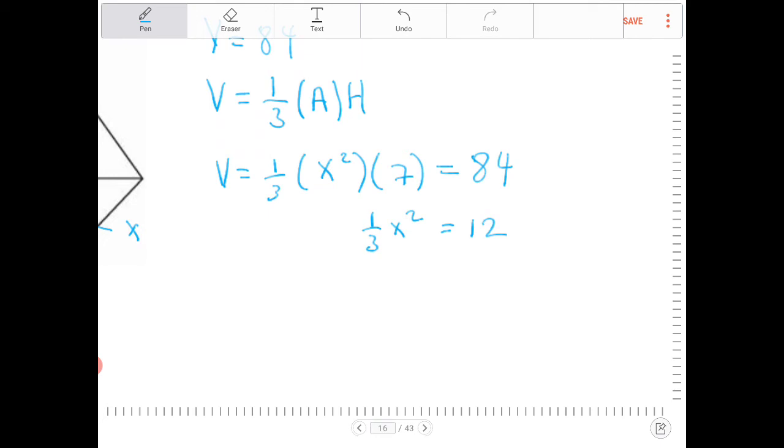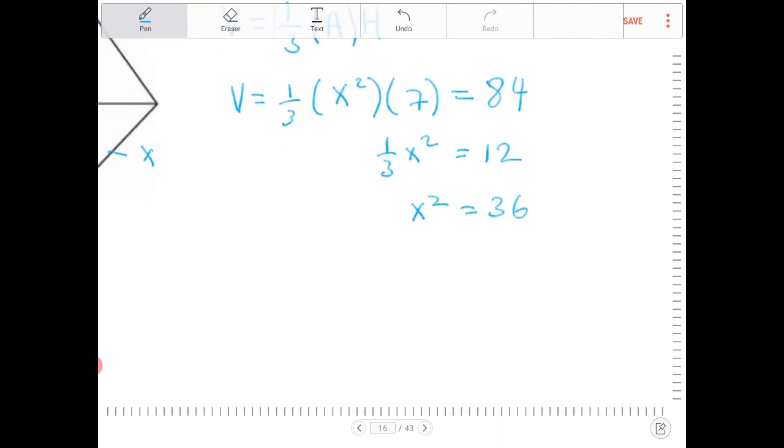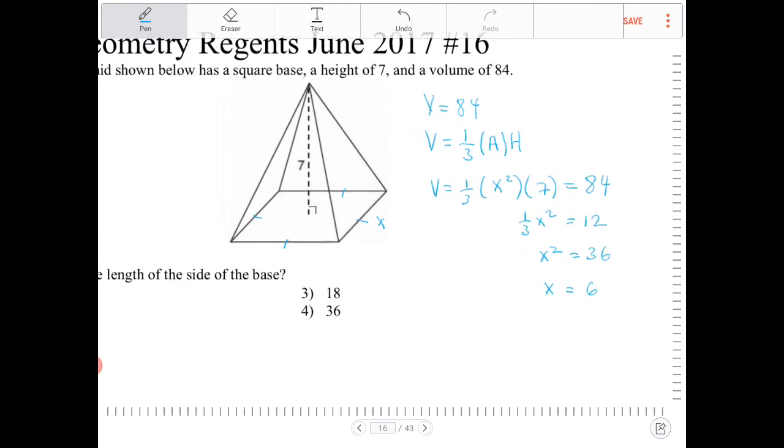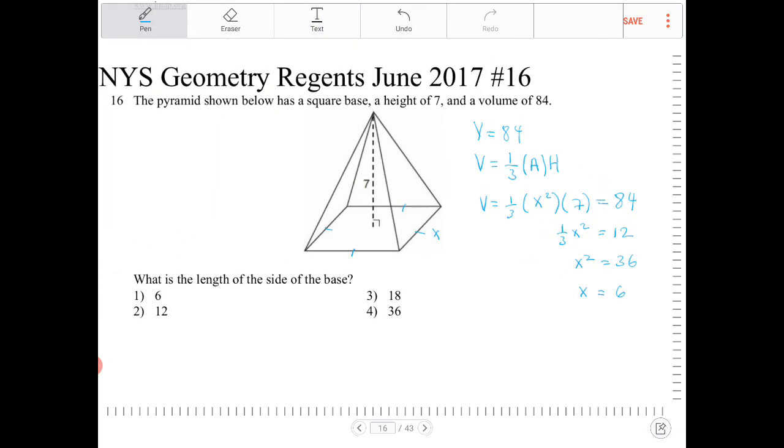And if I multiply both sides by 3, I end up with x squared is equal to 36. And then by taking the square root of both sides, I end up with x is equal to 6. So that means the length of the side of the square base pyramid must be 6, and that is option 1.